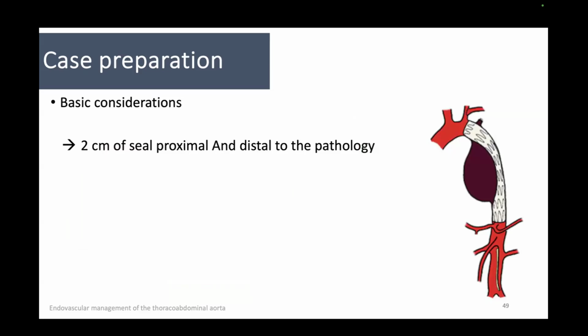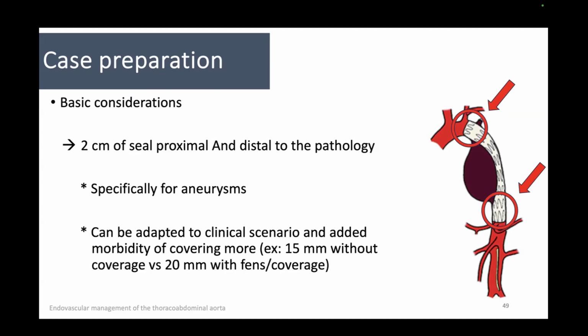Also, for basic consideration for case prep, you should have 2 centimeters of seal proximal and distal to the pathology, so it's easy for a TEVAR to explain. So you have to make sure that circumferentially you have a stable diameter of the aorta for 20 millimeters. That helps you have a Z-stent that's going to completely cover and seal the aorta and get the flow to go only inside the stent graft and not around it in the pathology that you're trying to treat. It's very true for aneurysms, but also in some cases of dissection. But it also has to be adapted to the clinical scenarios that we have in the real world.